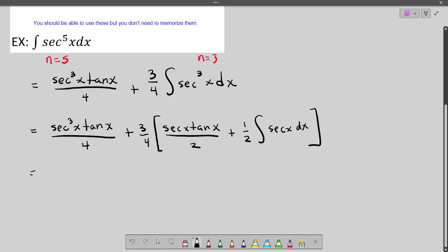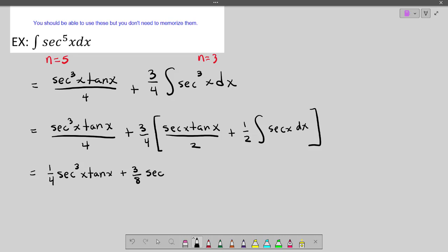So let's do a little distribution, and let's talk about that integral of secant. Let's remember a fact that we talked about last week. So plus 3/8 here. So, integral of secant. We noticed that other than sine and cosine, the other 4 trig functions, tangent, cotangent, secant, cosecant, they all integrate to log functions.